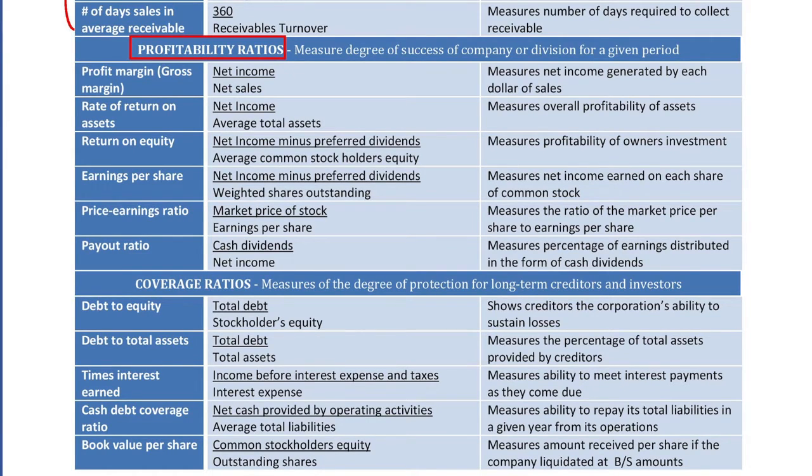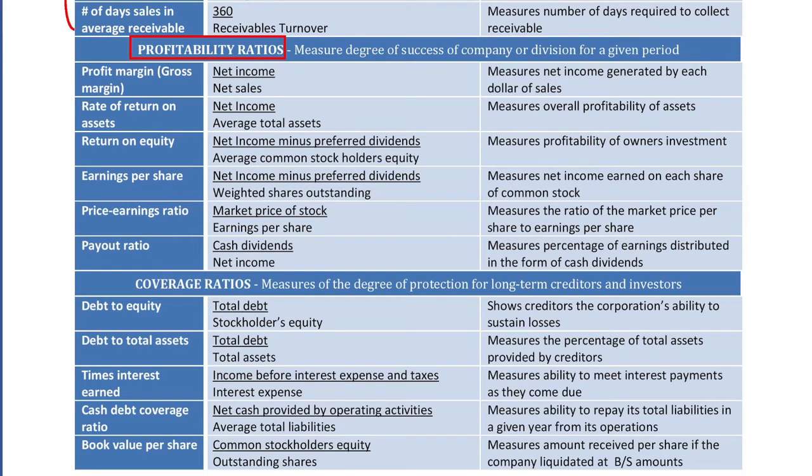Then we've got earnings per share. We looked at it in FAR-5. So that is net income minus preferred dividends divided by weighted average common stock outstanding. Price earnings ratio. So guys, as the name signifies, the numerator is price, so the market price. The denominator is earnings, earnings per share. Payout ratio, how much dividends have been given out. So that's cash dividends divided by net income.